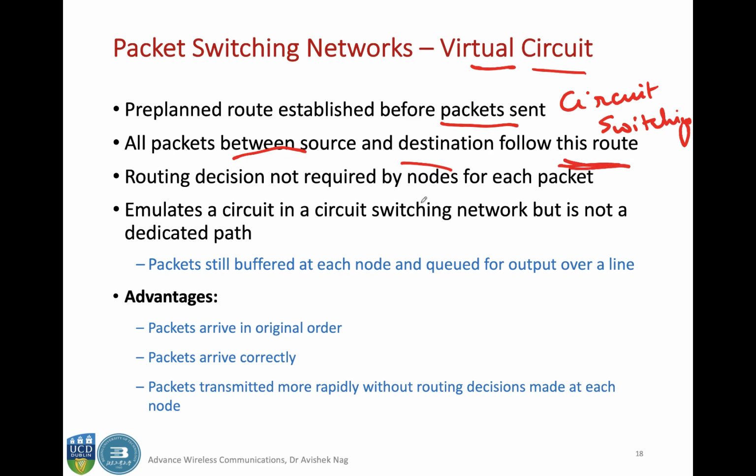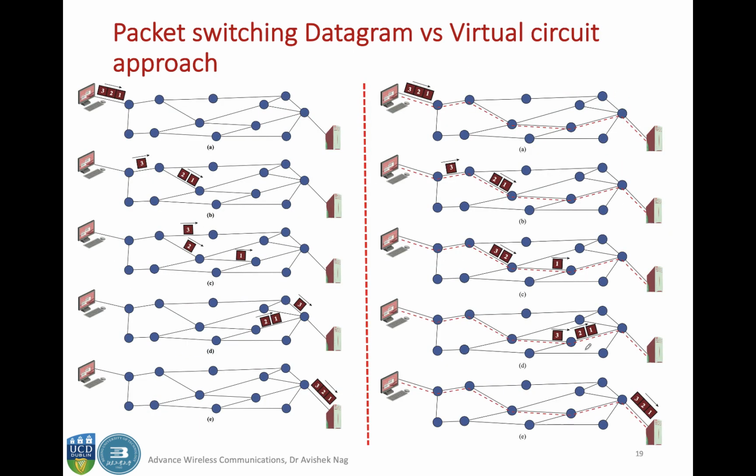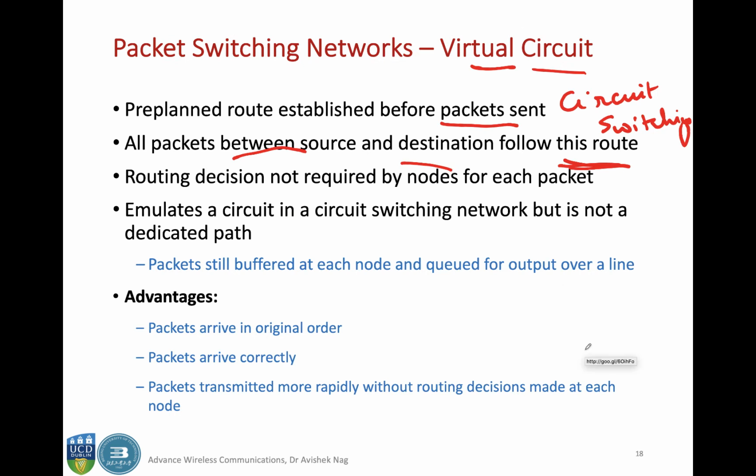Unlike the previous example where different packets were following different routes, in the case of virtual circuit you decide a route, and then all the packets go through that particular route only. Routing decisions are not required by nodes for each packet. This emulates a circuit, as in a circuit switching network, but is not a dedicated path.